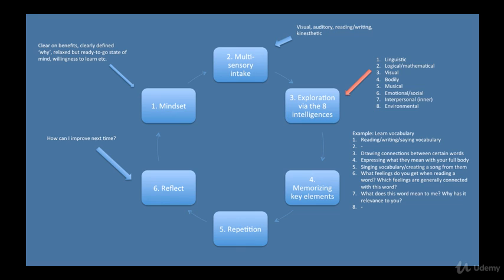Then number 4, expressing what they mean with your full body. This is now the bodily intelligence, the 4th intelligence. So what we do right now is we express these things. For instance, in Germany, there's something called the Waldorf schools. And I think it is actually internationally quite famous because in these schools, you learn to dance your name. And I think this is always something that many people feel is weird.